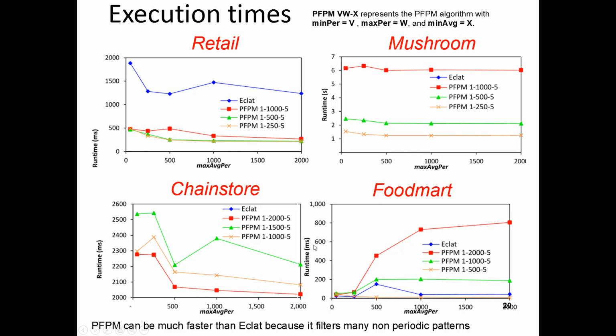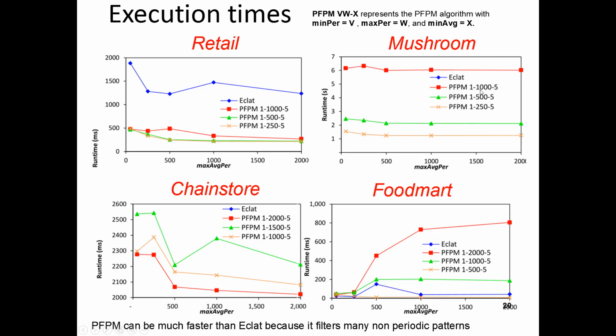On another database like FoodMart, eclat can still be faster than our algorithm. The reason why eclat is faster is that our algorithm needs to calculate the periodicity, but eclat does not. And in this database, there are not so many periodic patterns, so it is possible that eclat is faster in some cases. In other cases, like in mushroom, eclat took too much time, so we did not show it in the chart here, because it ran out of time or memory, so the result is not there.